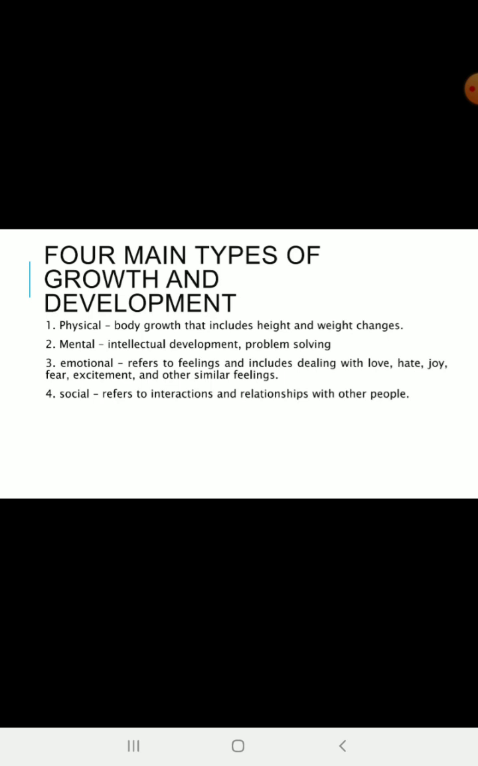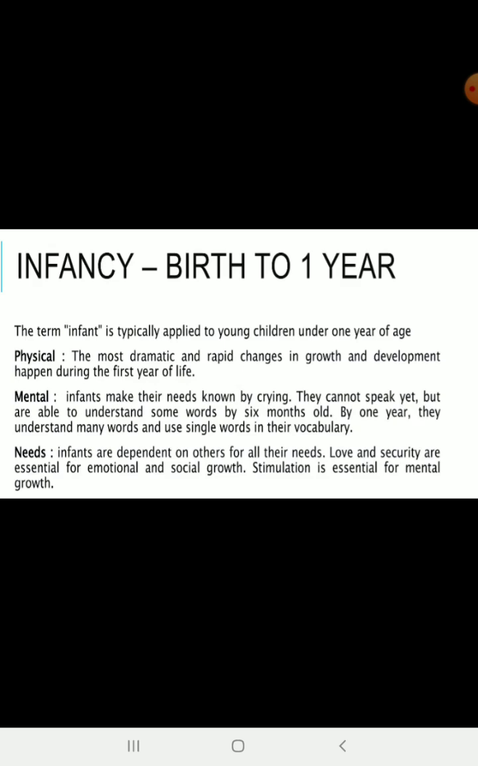Four main types of growth and development. There are four types: physical, mental, emotional and social. Physical means body growth that includes height and weight. Mental means intellectual development, problem solving. Emotional refers to feelings and includes dealing with love, hate, joy, fear, excitement and other similar feelings. Social refers to interaction and relationship with other people.